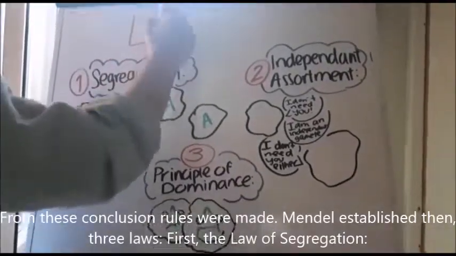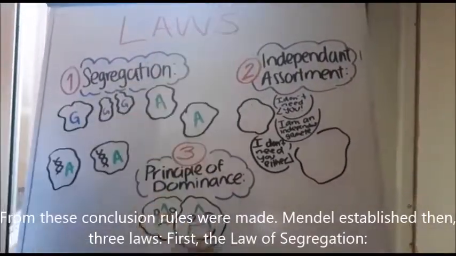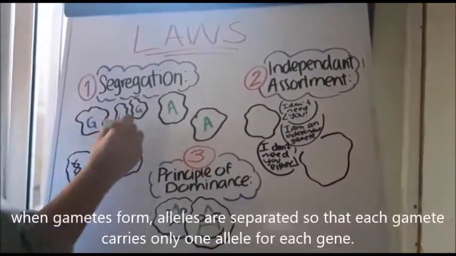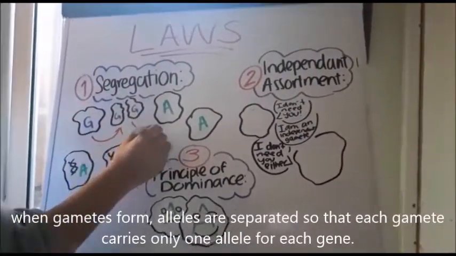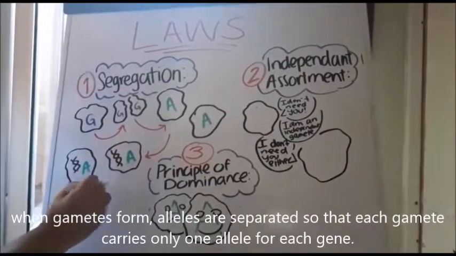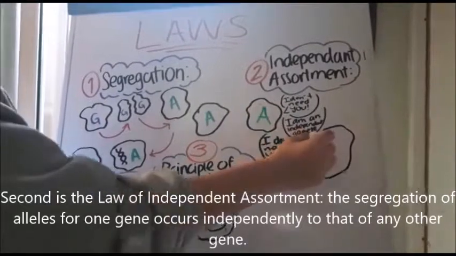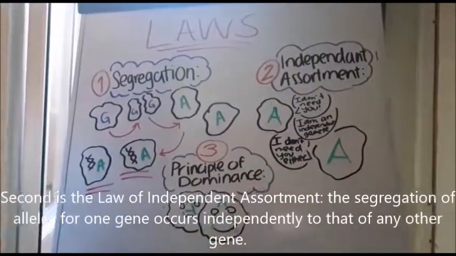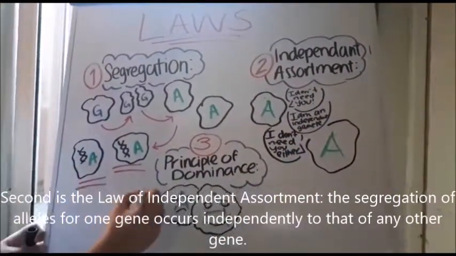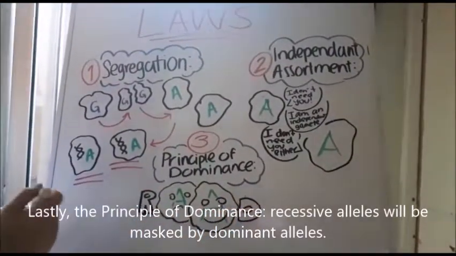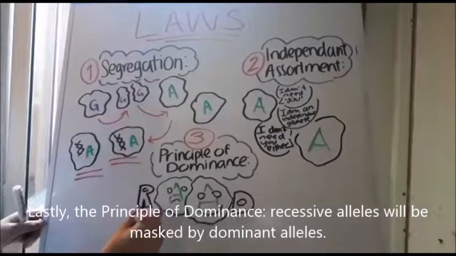From these conclusions, rules were made. Mendel then established three laws. First, the law of segregation. When gametes form, alleles are separated so that each gamete carries only one allele for each gene. Second is the law of independent assortment. The segregation of alleles for one gene occurs independently of that of any other gene. Lastly, the principle of dominance. Recessive alleles will be masked by dominant alleles.